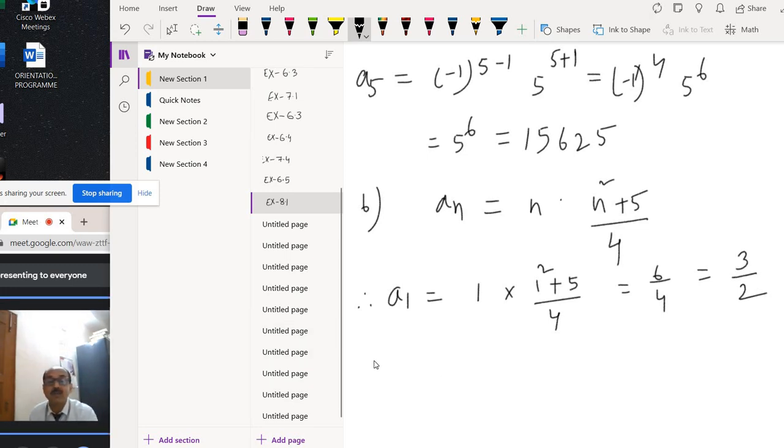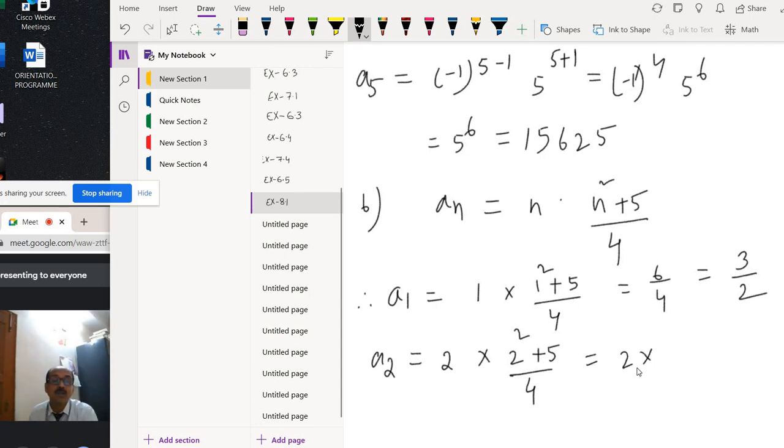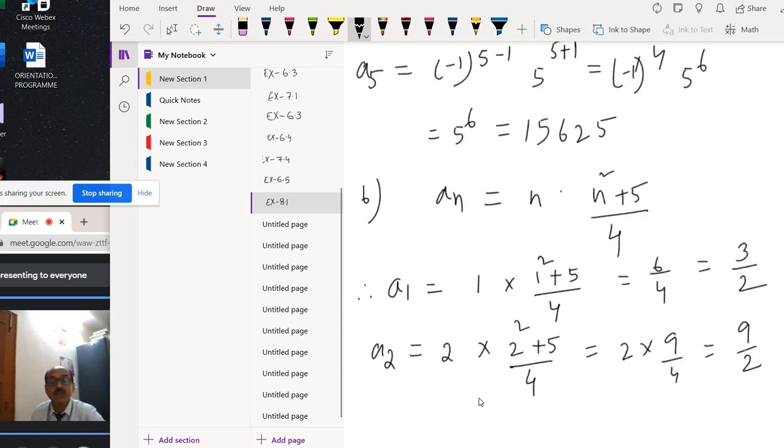Now a2, the second term. n equals 2. So 2 into 2 square plus 5 by 4, that will be 2 into 4 plus 5 by 4, which is 2 into 9 by 4, which is 9 by 2. The second term is 9 by 2.